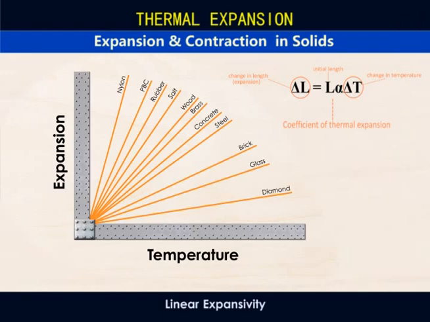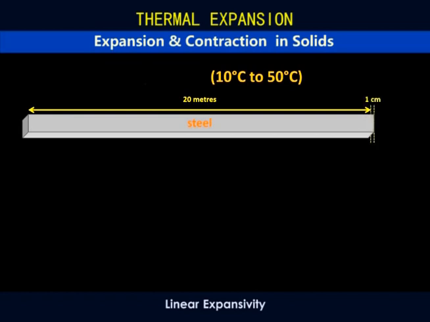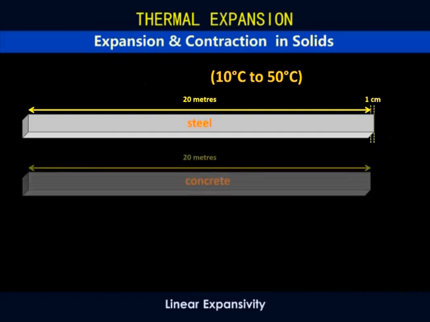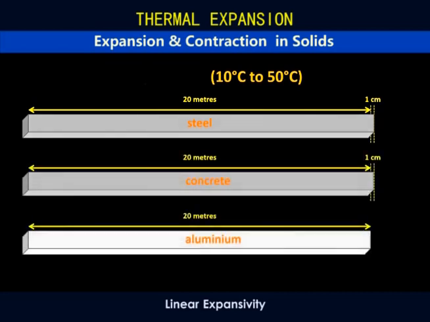For example, if you had a steel bar 20 meters long and you heat it from 10 to 50 degrees Celsius, it will expand by about 1 centimeter. A same-size concrete beam will expand by the same amount. But an aluminum beam will expand by double that if you heat it by the same amount.